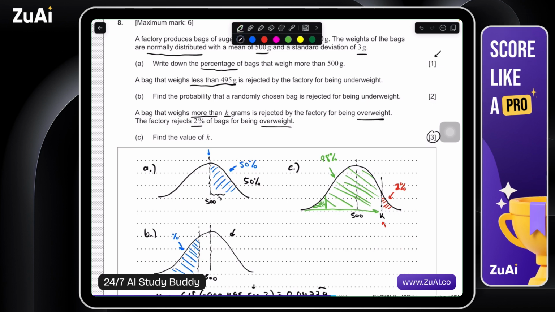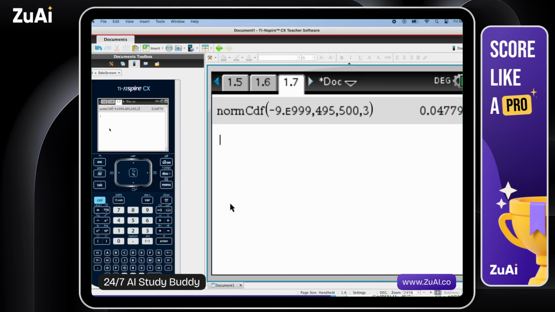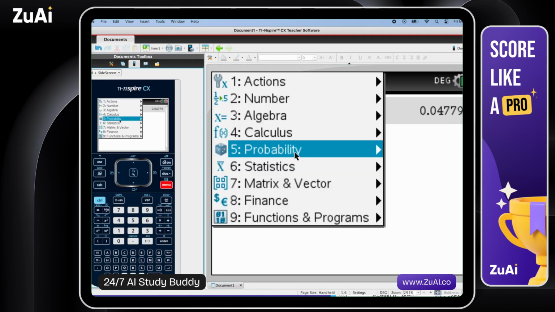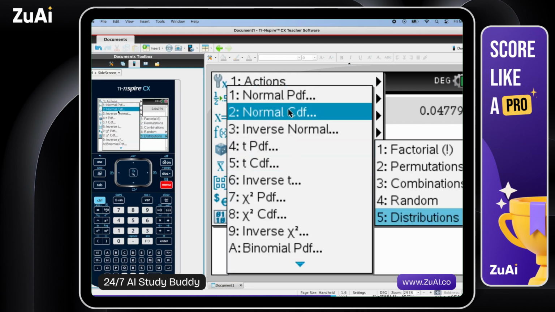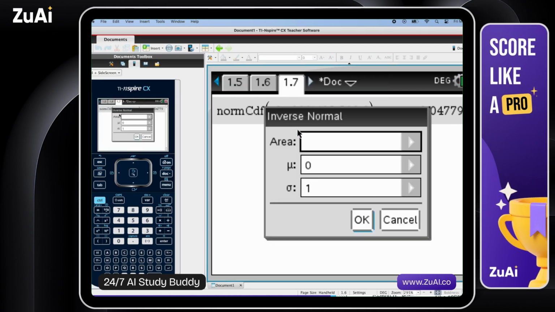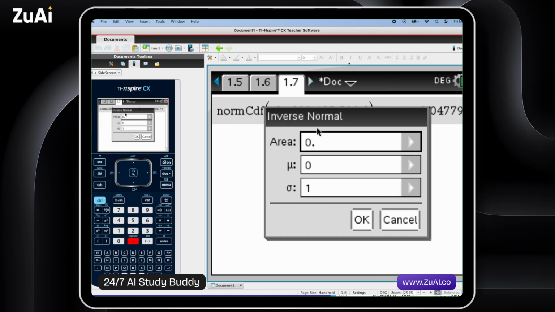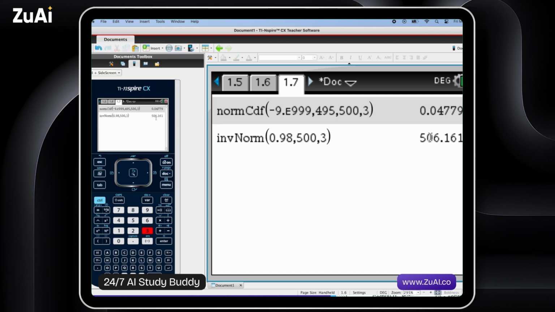So let's go back to the calculator screen to work this out. Menu, probability. In this case, we want to go inverse normal. So the area that we're asking the calculator to sweep through is 0.98. The mean, remember this mu is the mean, and the mean was 500, and our standard deviation was 3. Alright, so there it is. A bag must be equal to 506.16 grams. If you were to put 0.02, you'd get a value less than the mean, and hopefully that should be a signal that this can't be overweight if it's less than the average. Alright, let's go back to the document and write this out.